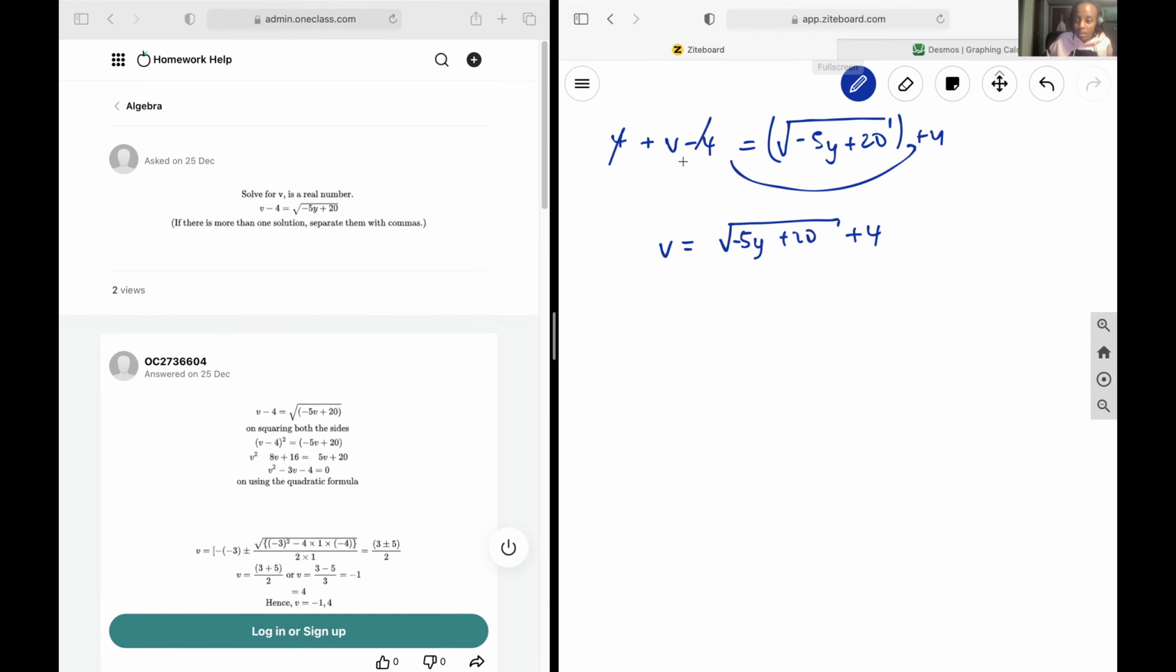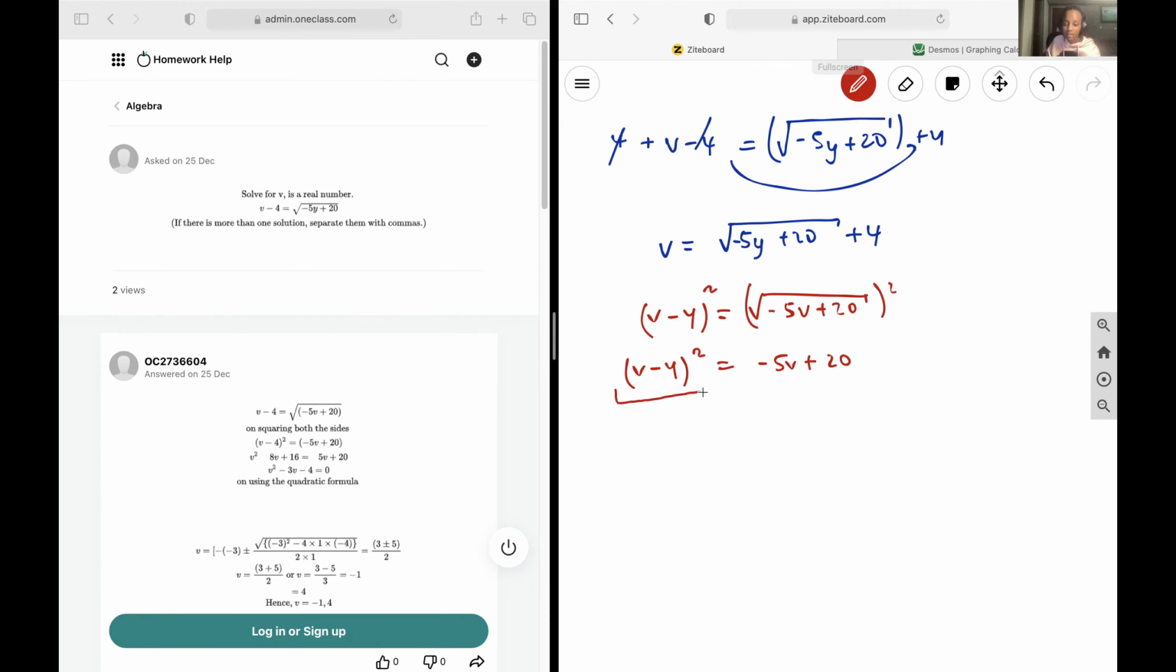In the scenario that the value here was actually v, so let's say we had v minus 4 is equal to the square root of negative 5v plus 20. This can also be solved easily. We just first square both sides. So v minus 4 squared is equal to negative 5v plus 20.